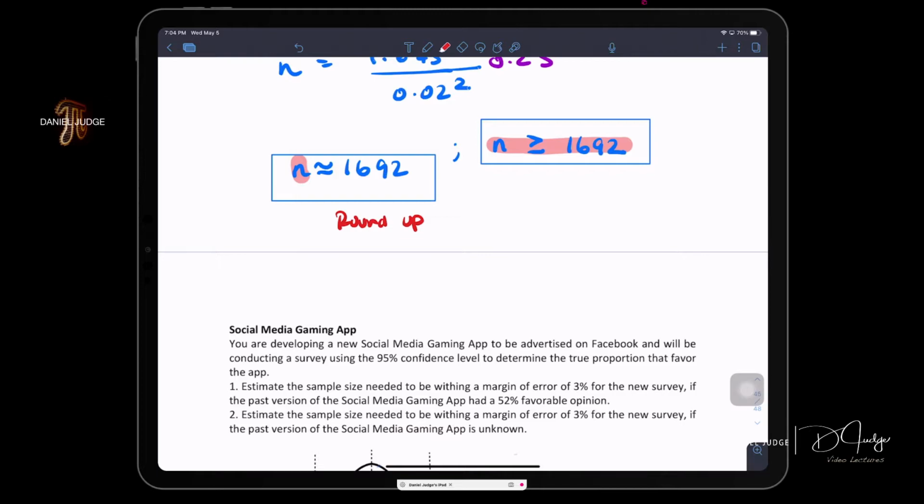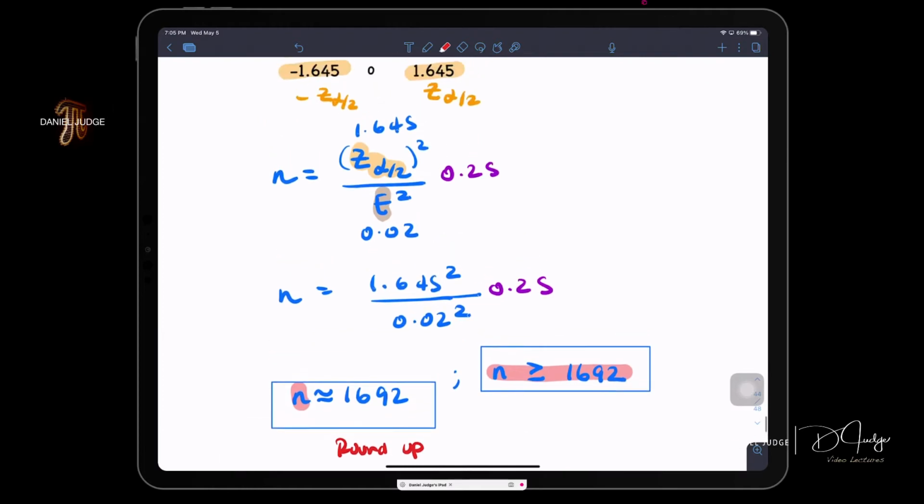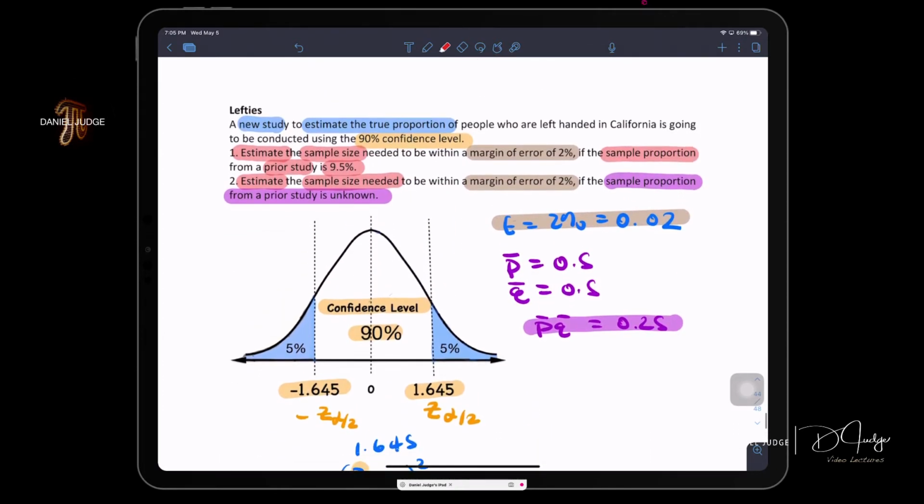Now you can gather 1,695 or 1,700 data values or 2,000 data values. You don't need to. The minimum sample size you need is 1,692, rounding up, because this is data. Again, there's no such thing as a decimal data value, and you just round up to the next whole number. And that's how you handle the situation when there is no prior study of sample proportion that is known.